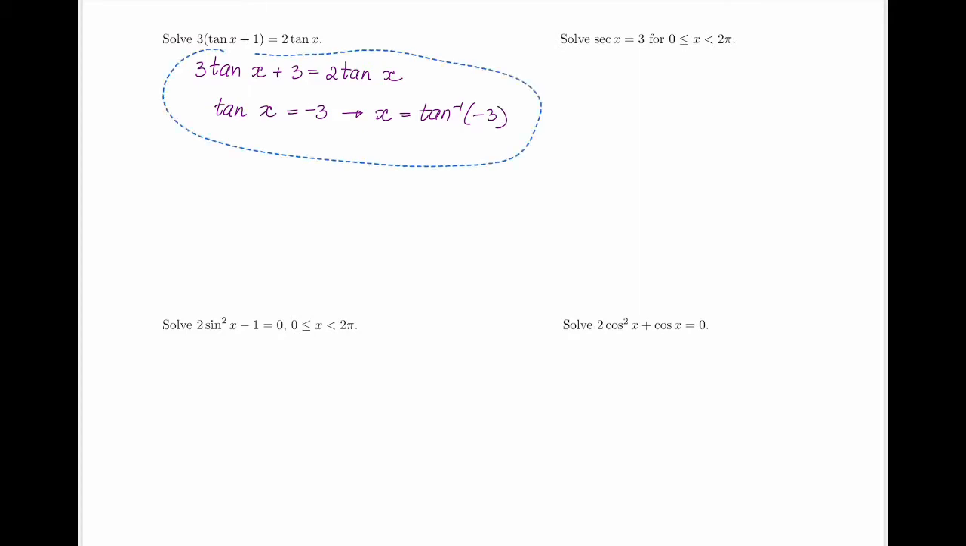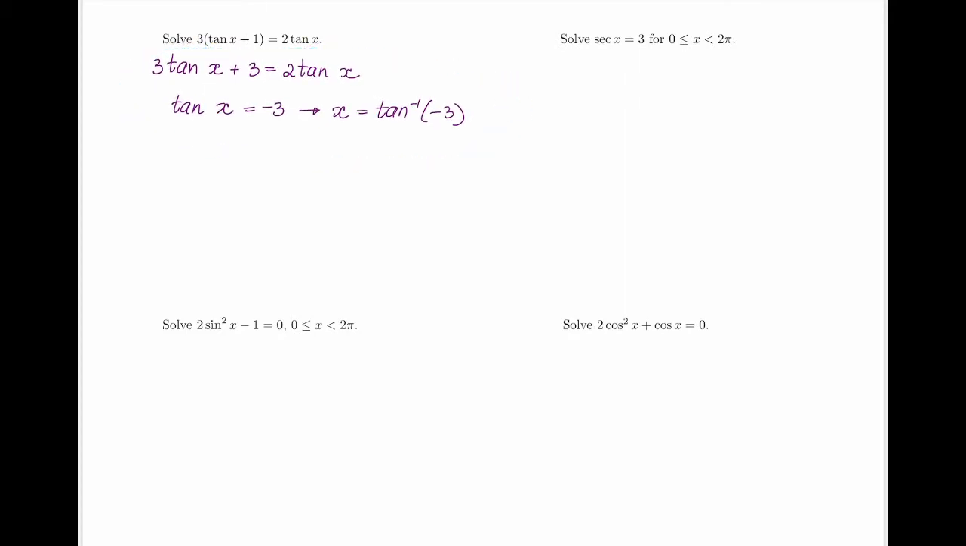So I'm going to have 3 tan x plus 3 equals 2 tan x. And then, of course, I can move the tangent all to one side and the constant to the other side. 3 tangents minus 2 tangents is going to be 1 tangent. So I have tangent of x equals negative 3. Okay, so once again, I can apply inverse trigonometric functions here to give me that x is tangent inverse of negative 3. This is good news, and now I just have to make sure that I don't miss any other solutions.